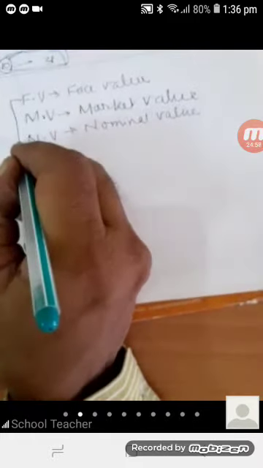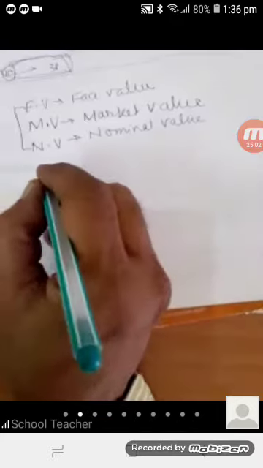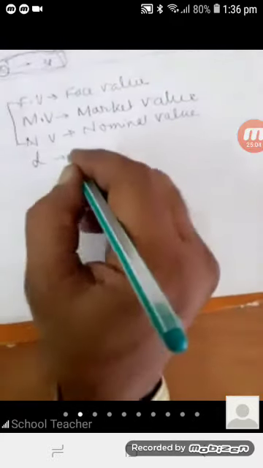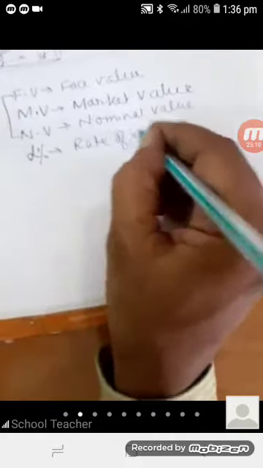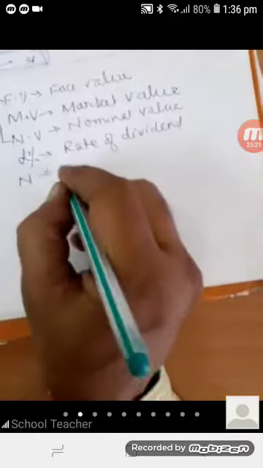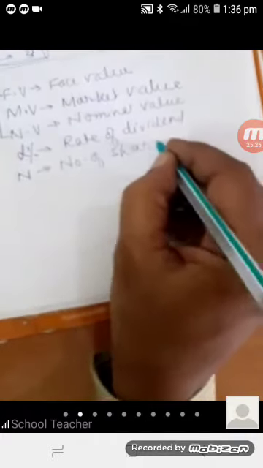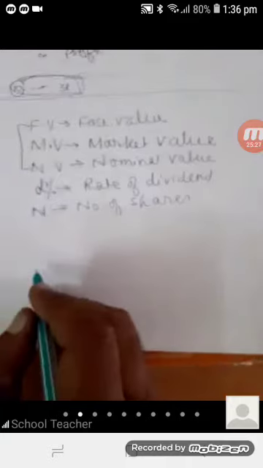FV is also the nominal value. So this face value and nominal value, they are the same thing. Okay. And D means we shall write the percentage as rate of dividend, okay? And capital N we shall be using for number of shares.